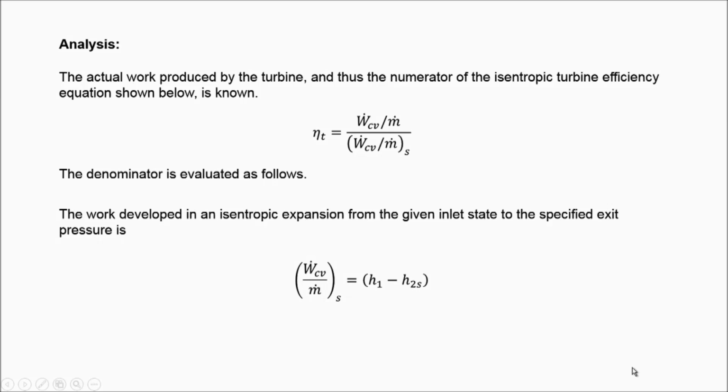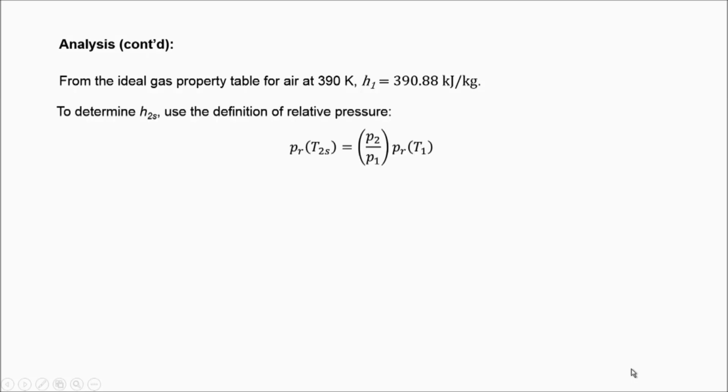The work developed by the turbine for an isentropic expansion from the specified inlet state to the specified exit pressure is given by the following expression. W dot over m dot sub s for ideal is equal to h1 minus h2s. From the ideal gas property table for air at 390 Kelvin, h1 is equal to 390.88 kilojoules per kilogram. To determine h2s, we use the definition of the relative pressure. PR at T2s is equal to P2 over P1 times PR at T1.